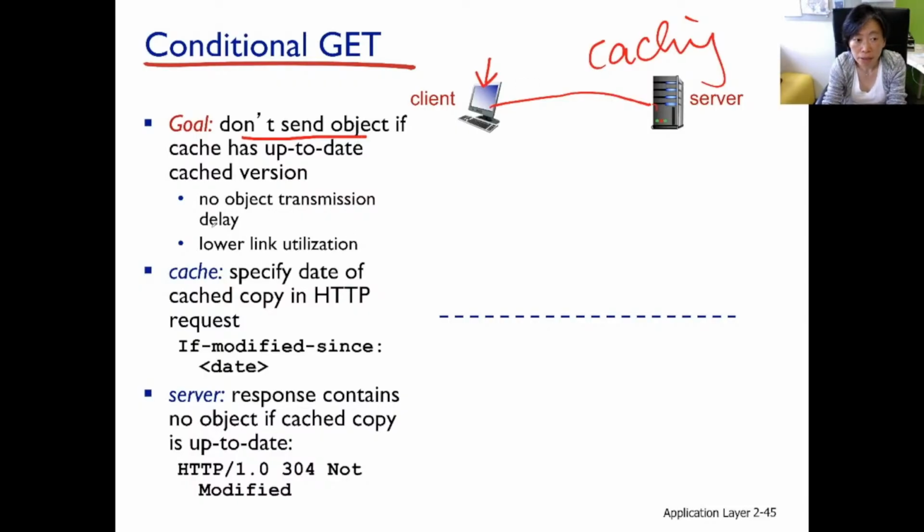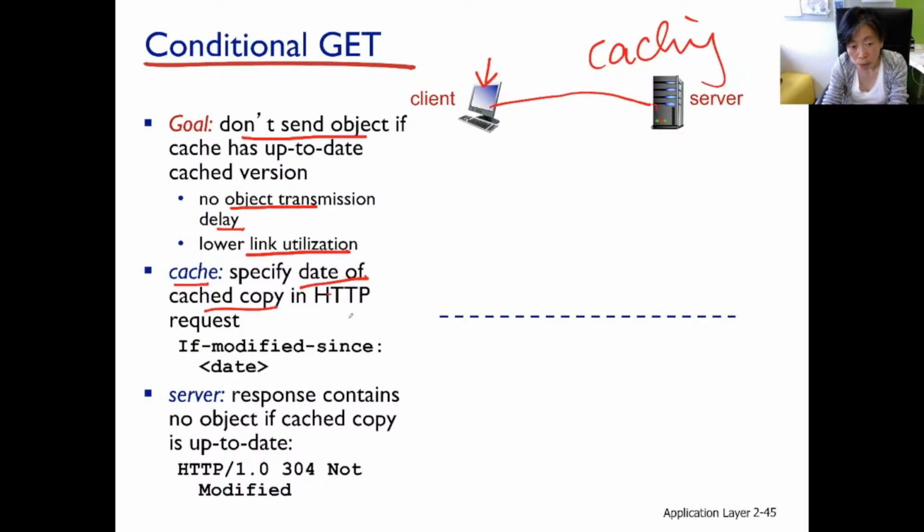Because as a result, we don't need to send the object, and that reduces the delay, and we also reduce the bandwidth requirement. Saving the bandwidth is going to be good for everybody. So the way it works is this. The first time the client downloads a web page, it's going to keep the copy of the web page in a local cache, somewhere in your local disk. And in the meantime, we record the date the cached copy is downloaded.